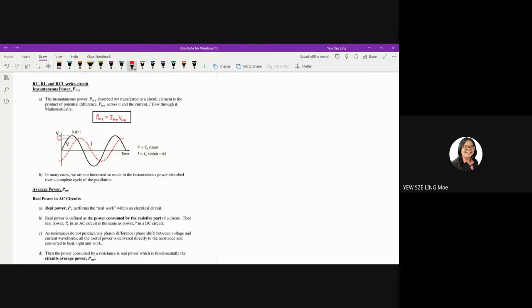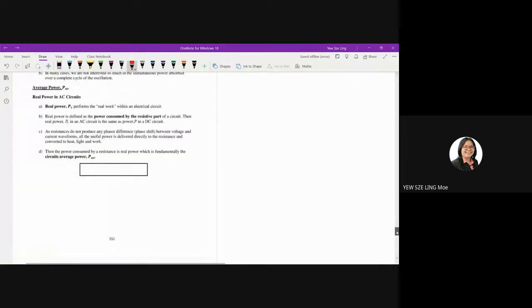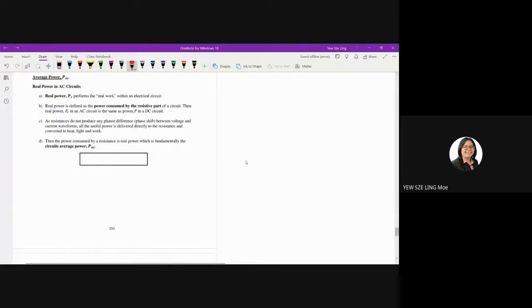So in many cases, we are not so interested in the instantaneous power over a complete cycle of its oscillation, because it keeps changing. It won't give us much information. If it keeps changing, then what value are we going to use? So that is not what we want. What we want is the effective value. So how do we obtain the effective value? Of course, we calculate it from effective values. So real power is the one that we want.